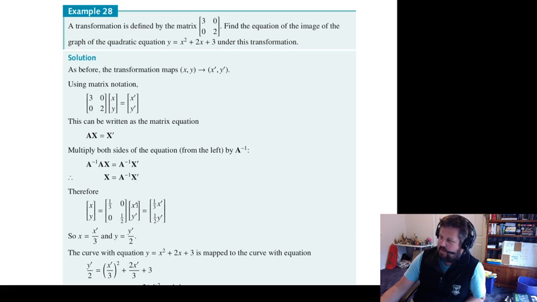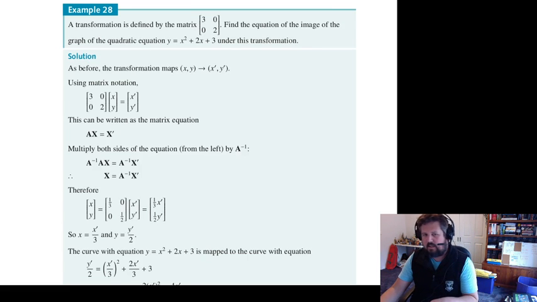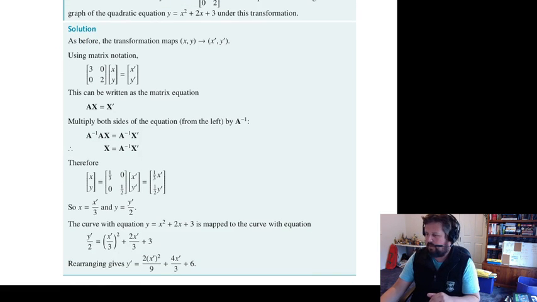Again, you can multiply this out, it comes to 1/3 X dashed, and on this line it's 1/2 of Y dashed. So again, writing it out, X is going to equal X dashed over 3, and Y is going to equal Y dashed over 2. Substituting those into the equation and then rearranging, you get the equation. Cool. And I should have scrolled down a little bit there. You can see what it comes out to being.